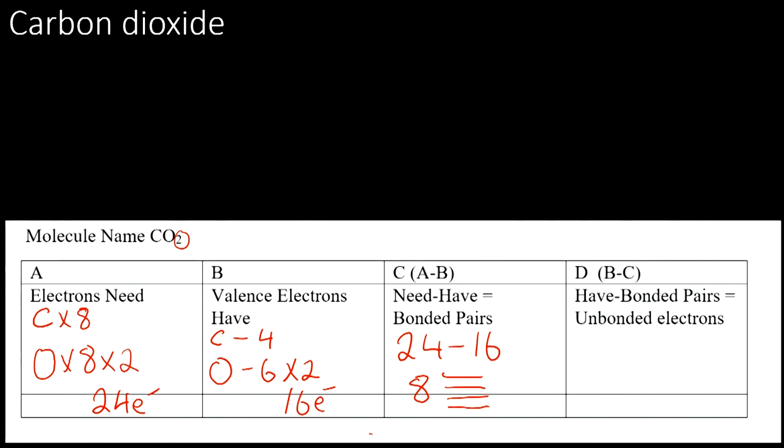The last column represents the unbonded pairs. So that's going to be 16 minus 8, and that will give us 8 electrons. So I'm going to draw out my 8 electrons.